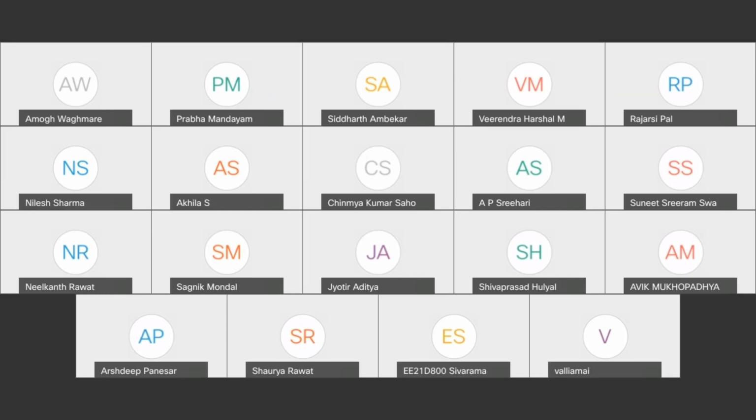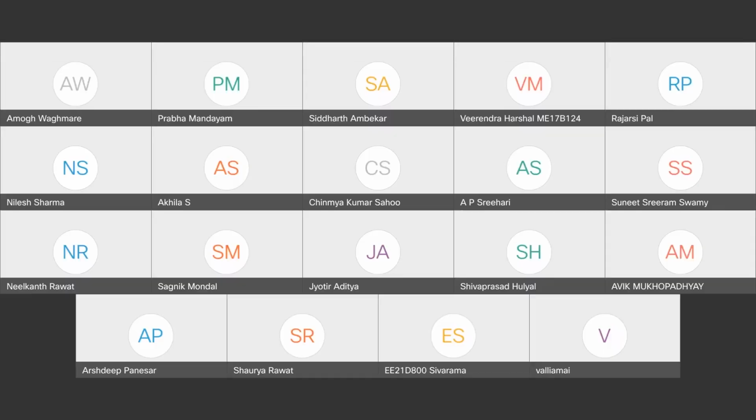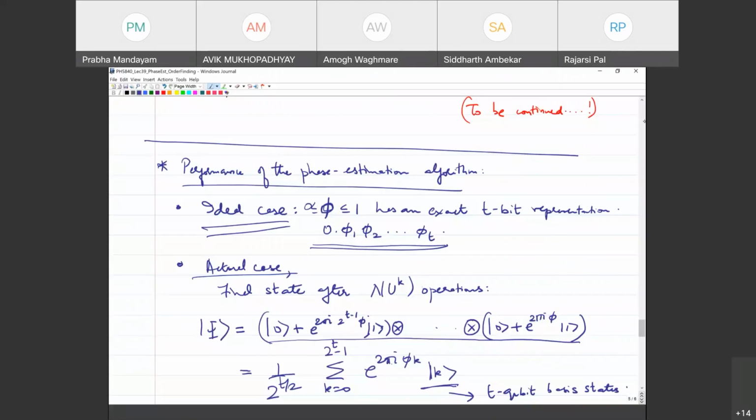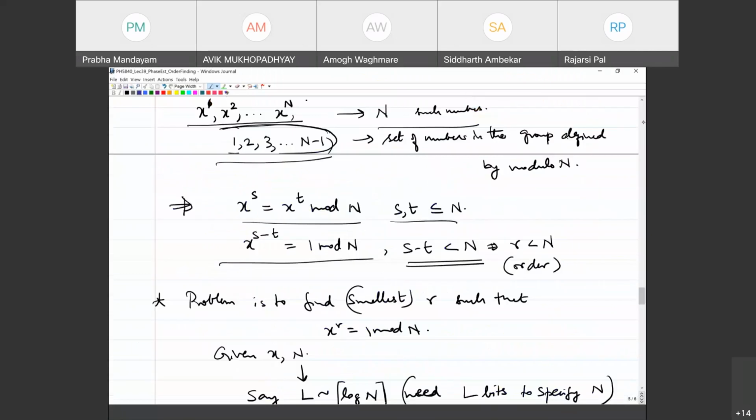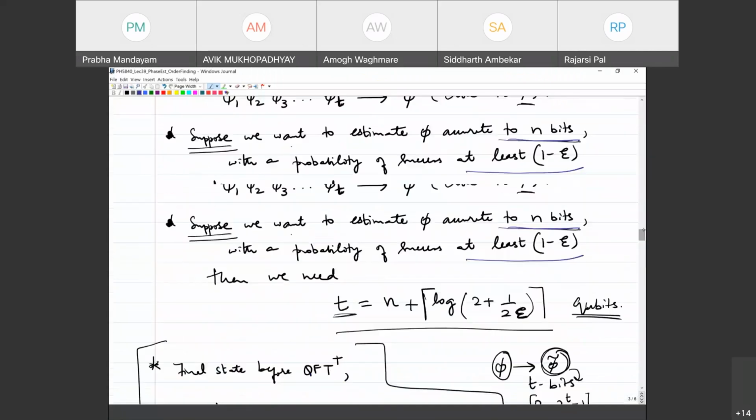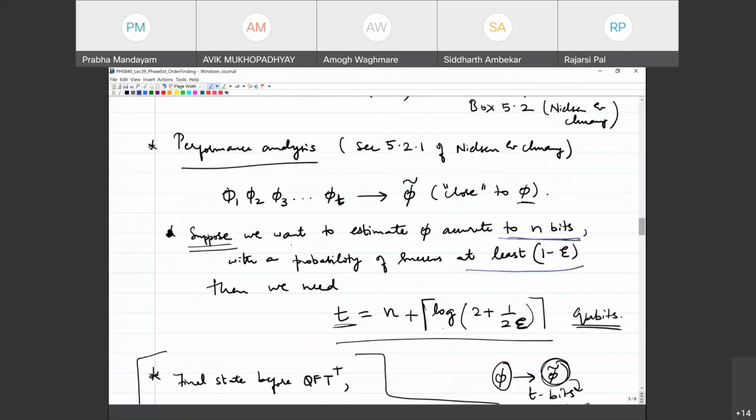Okay. Any other questions? Yeah. Ma'am, in the expression for the error probability of this phase estimation, is it the natural logarithm with base e? Ma'am, that t equals n plus... No, I think it's log to the base 2 only. This one, right? Right. Yeah, I think it's log to the base 2. Okay, ma'am.